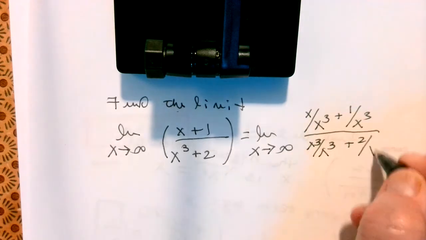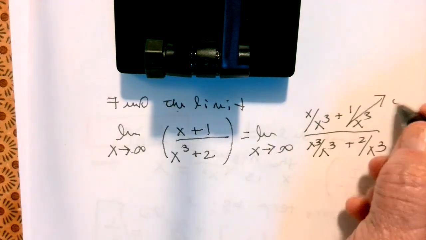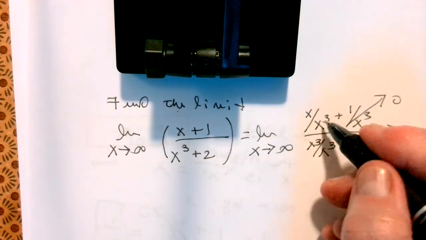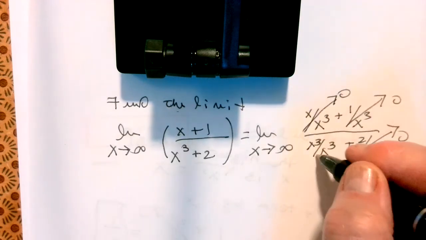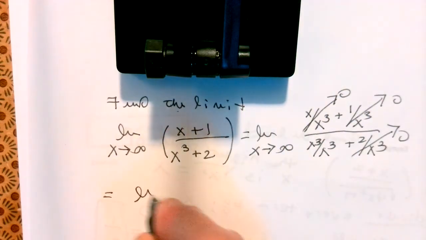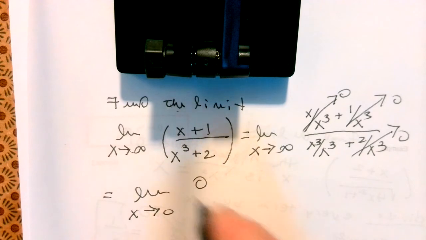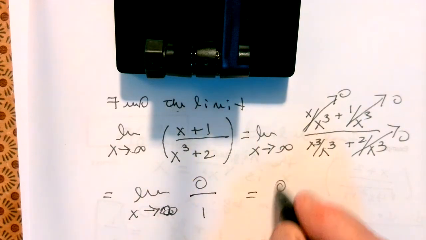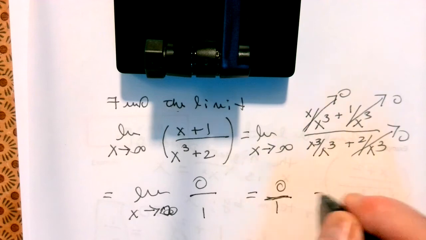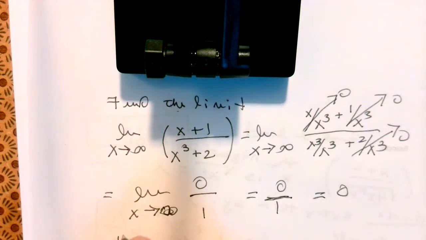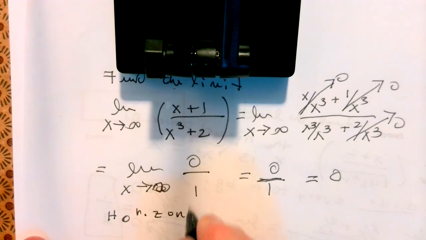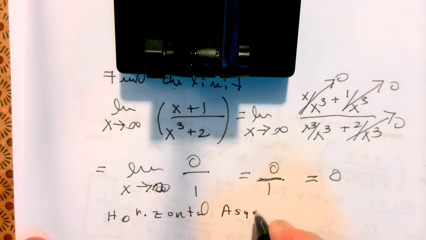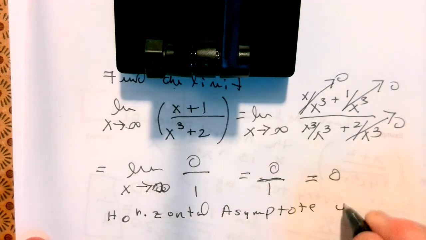and the 2 by x cubed, well, I know this is going to go to 0, and this is going to go to 0, and this is going to go to 0 because it's going to reduce to 1 over x squared. And this is going to go to 1. So really what we're going to have is the limit as x goes to infinity of 0 over 1, which is just 0 over 1. But what is 0 over 1? Well, it's 0. Okay, so there is a horizontal asymptote, and it's y equals 0.